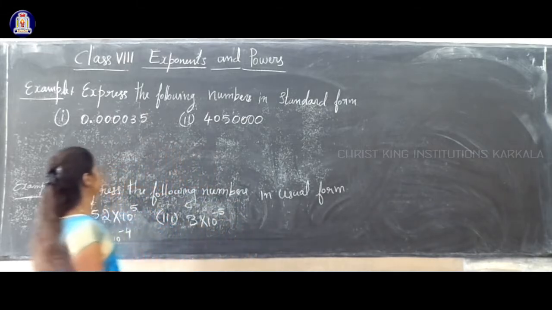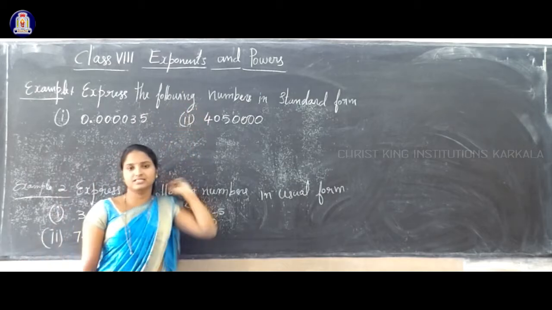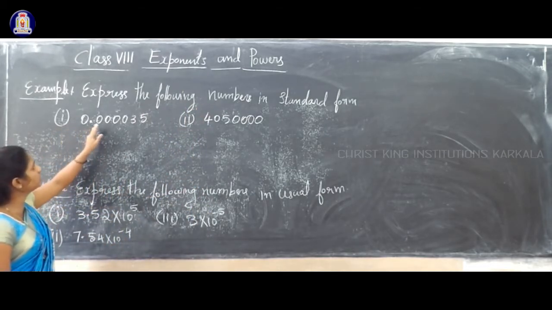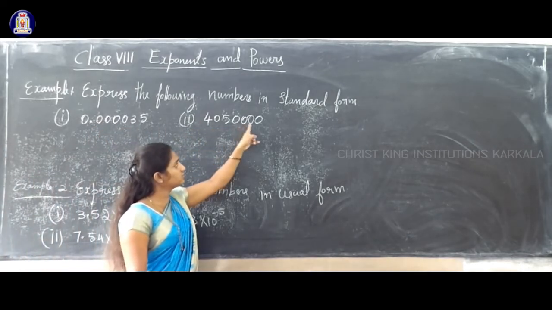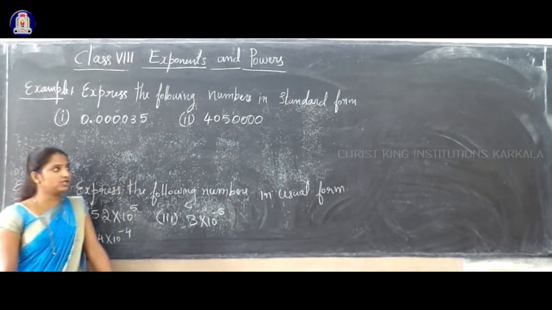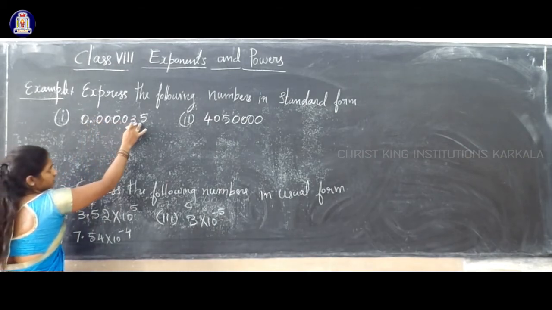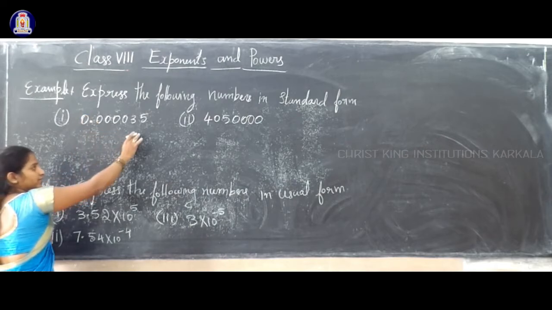The next example from the textbook: express the following numbers in standard form. The first question is 0.000035 and the second question is 40500. These are the two questions; how can we write them in standard form? The first one, 0.000035. Here the decimal point is at the front, isn't it? So now you have to write it in standard form. That means this decimal point will move to the right hand side.